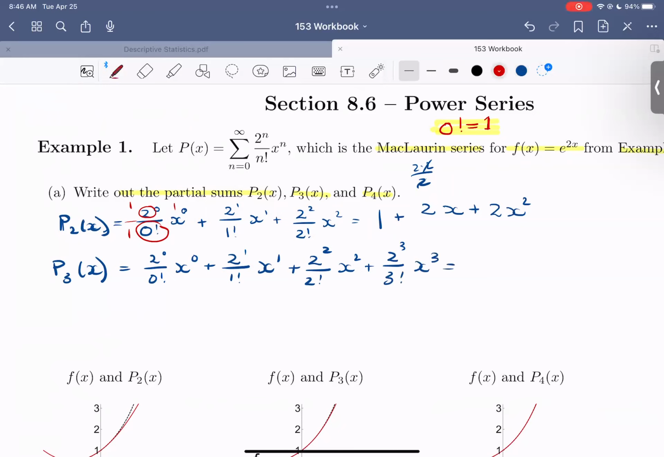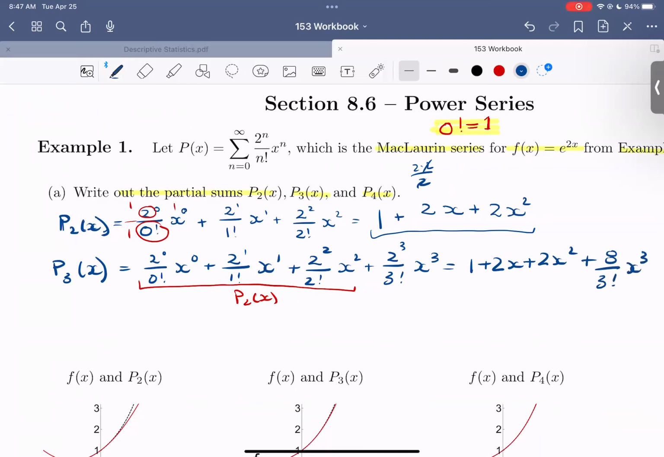And one thing you're probably observing is that the first three terms here are just the terms that we saw of p sub 2 of x. So I didn't actually have to write all that out. But that'll help me simplify because I know that the zero, first, and second degree terms are just going to be 1 plus 2x plus 2x squared. And then that final term here, we can simplify: 2 cubed is 8, over 3 factorial, x cubed.